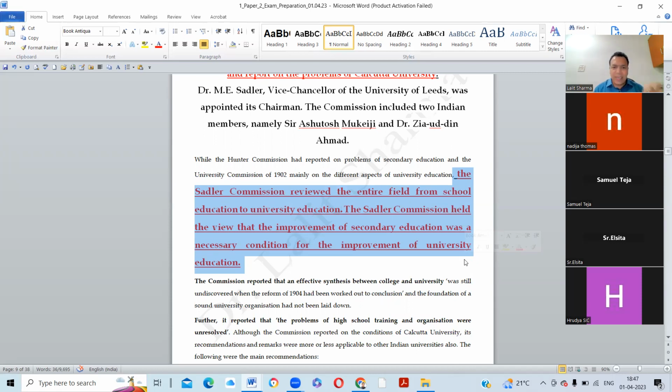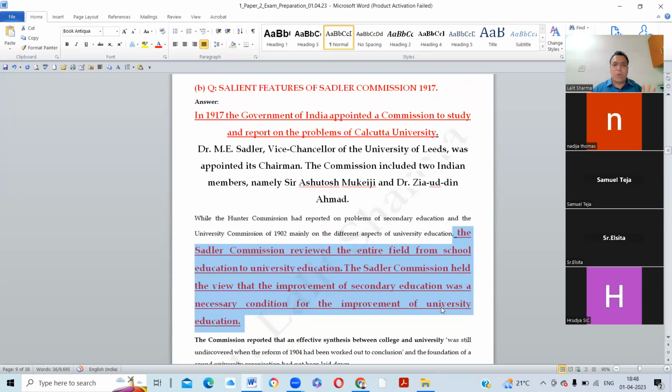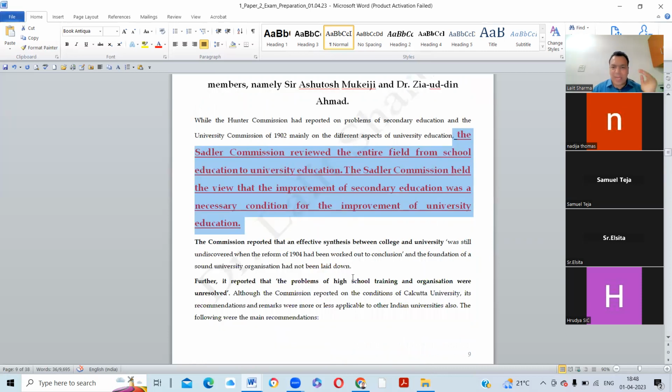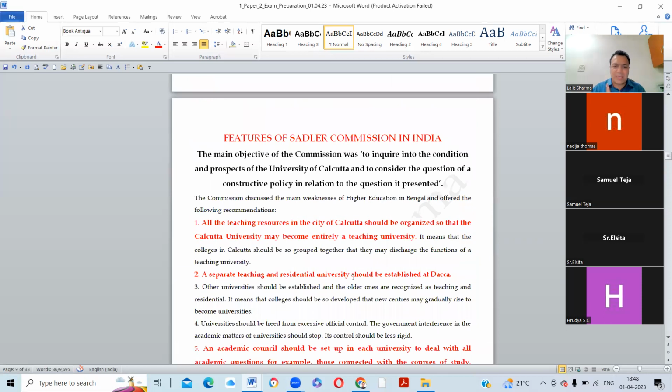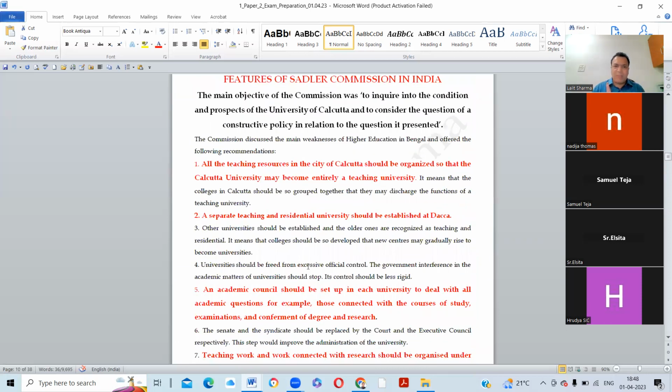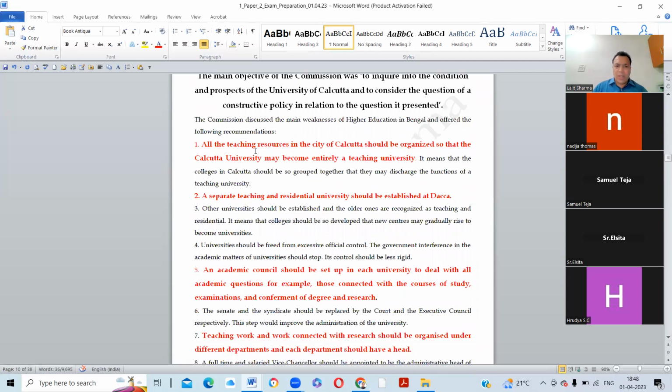The Sadler Commission reviewed the entire field from school education to university education. The Sadler Commission held the view that the improvement of secondary education was a necessary condition for the improvement of university education. Basically, you have to talk here about the features of the Sadler Commission, and about Calcutta University. They had to work on secondary education and all these things. You can see the features of the Sadler Commission. I have made notes on all these and given you the file already. Let's discuss the main one or two points.